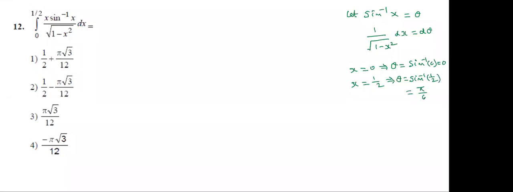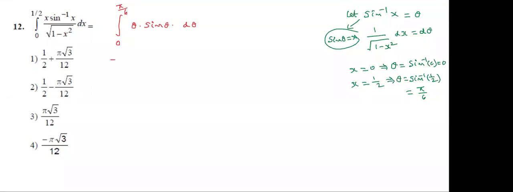So substitute these values in the question, and in the question x is there. What is x? Sine theta is equal to x. Yes or no? Now substitute these values in the question. Integration, what are the limits? 0 to pi by 6. Sine inverse x means theta. X means sine theta into d theta. Then how to do it here? So we can apply integration by parts.